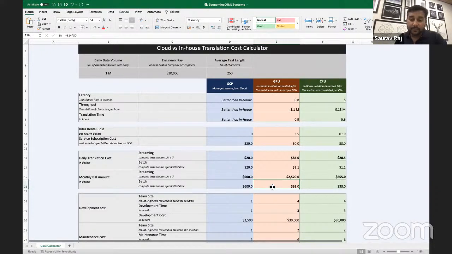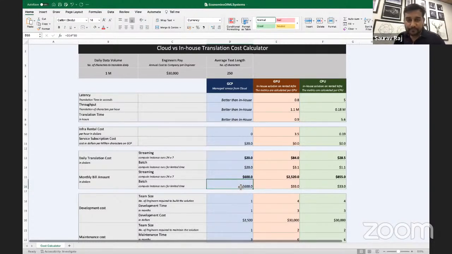And if your use case is of type batch, where you know how much data you have to process and when you have to process it, then it's better to build a solution in-house, because for a batch use case, what we see is that the monthly bill is much lesser than the bill that one is going to incur on GCP.